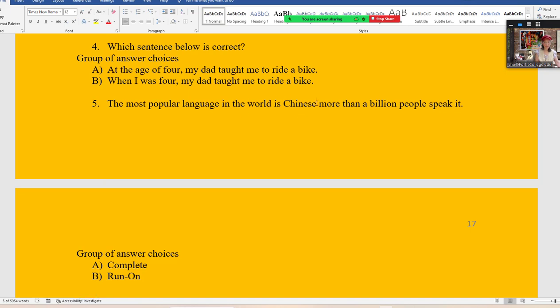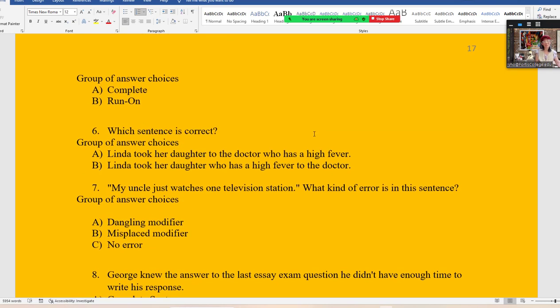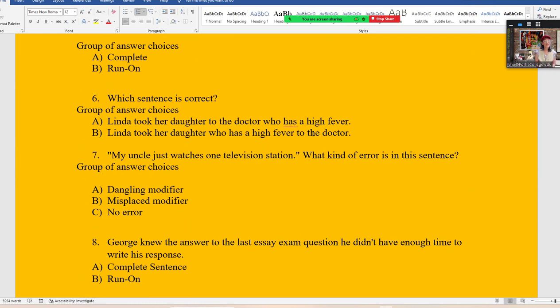No period, yeah. The most popular language in the world is Chinese, period. Then you capitalize it: More than 1 billion people speak it. Which sentence is correct, A or B?